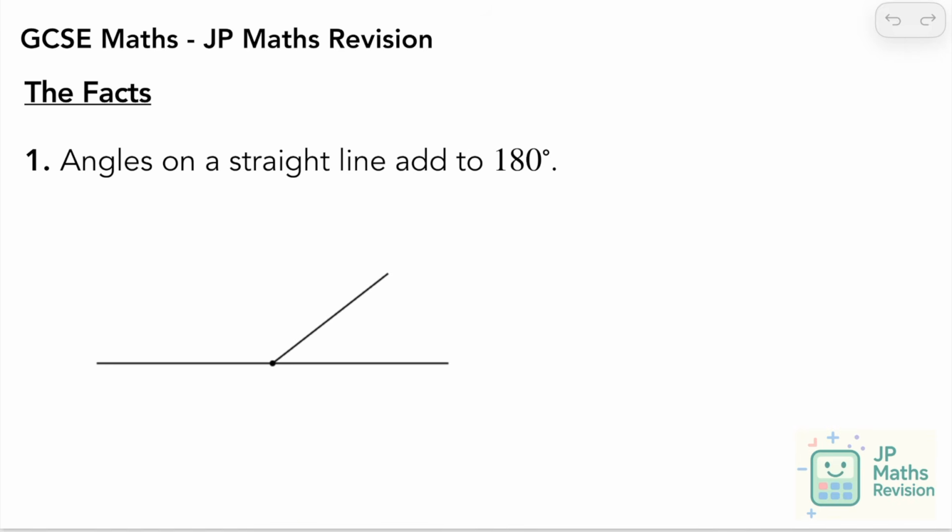So here are the facts. Number 1, angles on a straight line must add up to 180. So for example, if we knew that this angle here was 30 degrees, we could work out this one by subtracting it from 180 to get 150 degrees.